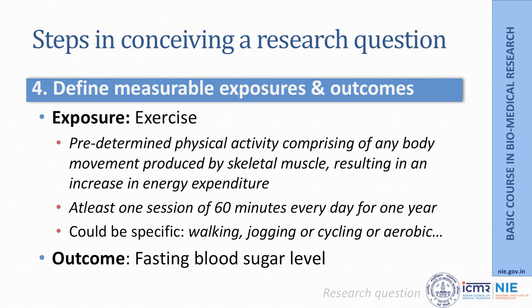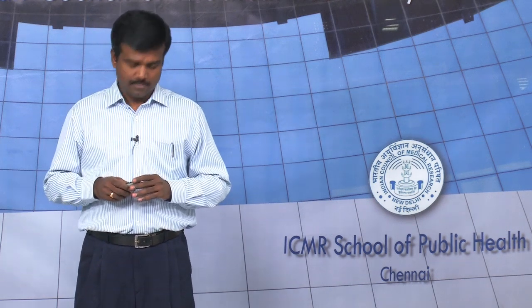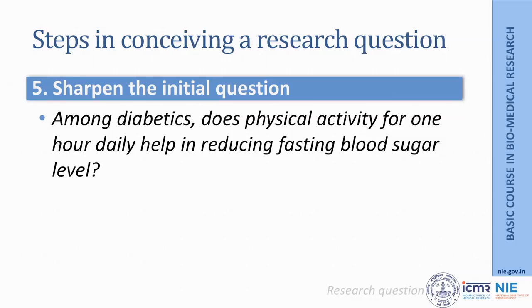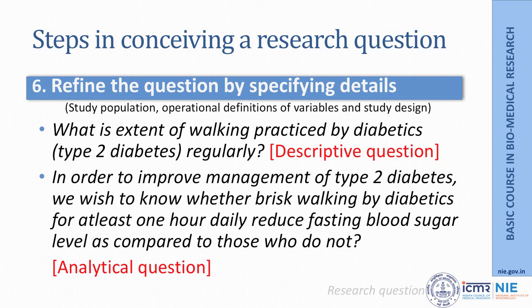Finally, outcome, now we have specified it is fasting blood sugar level, which means after the dinner anybody goes into sleep and the next day morning the stomach is empty after 8 hours. At that time, if you measure blood sugar, that is called fasting blood sugar, and we are defining that as our outcome. The 5th step therefore is to sharpen the initial question with these steps in which we have progressed further. Among diabetics, does physical activity for 1 hour daily help in reducing fasting blood sugar? You can still refine it by specifying further details.